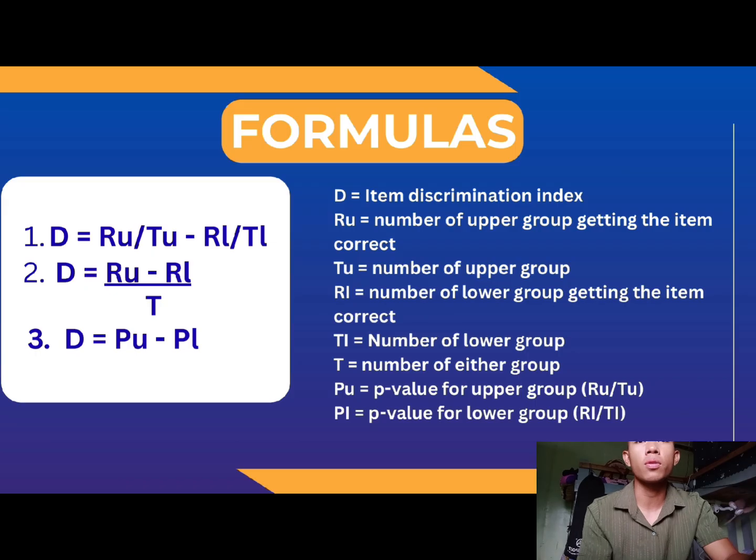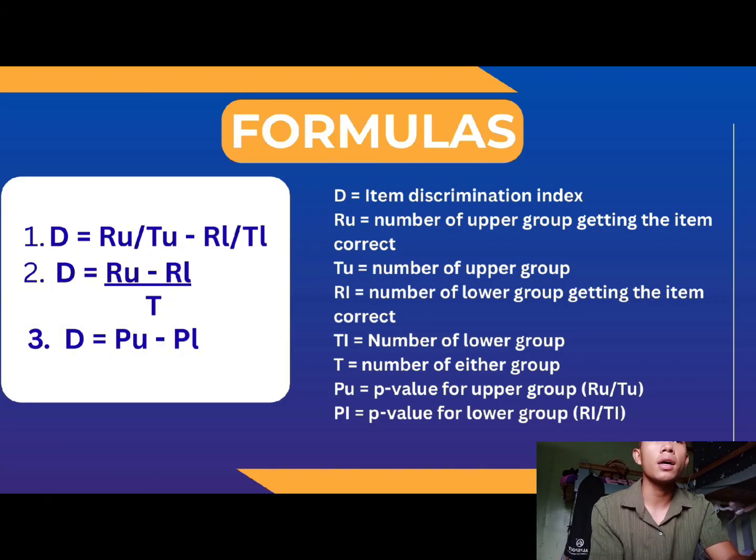in the lower group. For example, let's say we divide the class into two groups, 15 students in the upper group and 15 in the lower group. If 12 students in the upper group answered correctly, then P sub U equals 12 over 15, which equals 0.80 or 80%. In the lower group, if only 6 students answered correctly, then P sub L equals 6 over 15, which equals 0.40 or 40%.